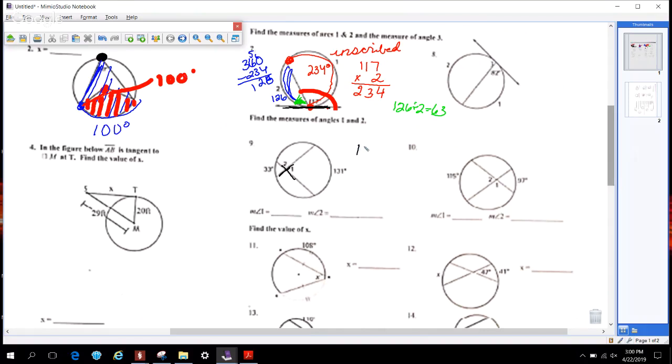So we're going to take 131, add 33. Excellent. That gives us 164. Why is it 82 and not 164? We got to divide by 2. The only angles we don't divide by 2 are the ones that have tangents, yes, for the 90 degrees, and central angles. Okay, so this gives you 82 for here.